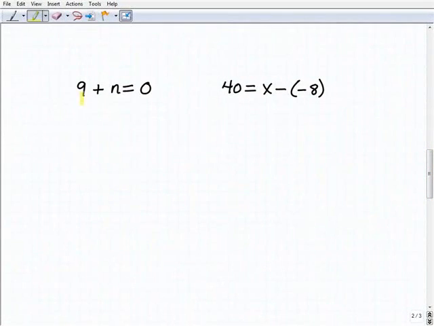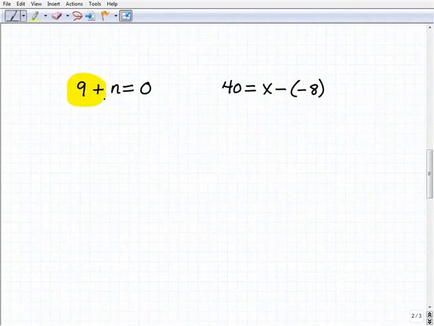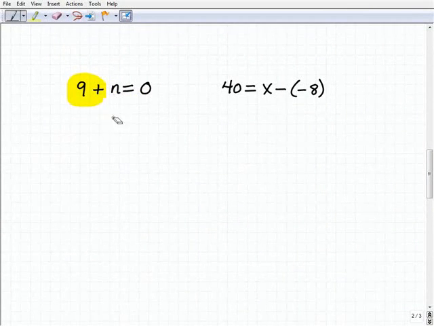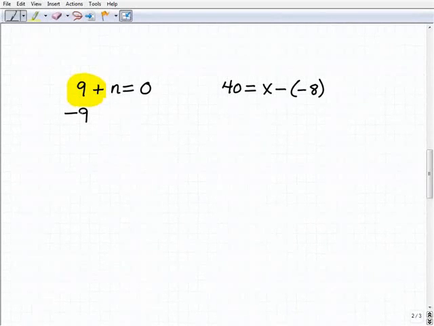So here I have 9 plus n equals 0. Okay, so what is the inverse operation I want to use? To get n by itself, I have 9 being added to that n. Now it might look easier for you if we did this, n plus 9. If I have n plus 9, is that the same thing as 9 plus n? Yeah, it's the same thing. So you can see that we're going to be subtracting 9, the inverse operation of a positive 9, from both sides of the equation.